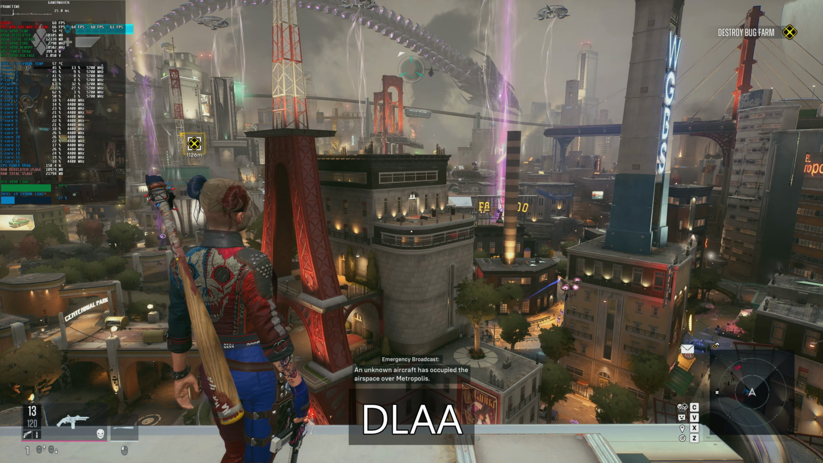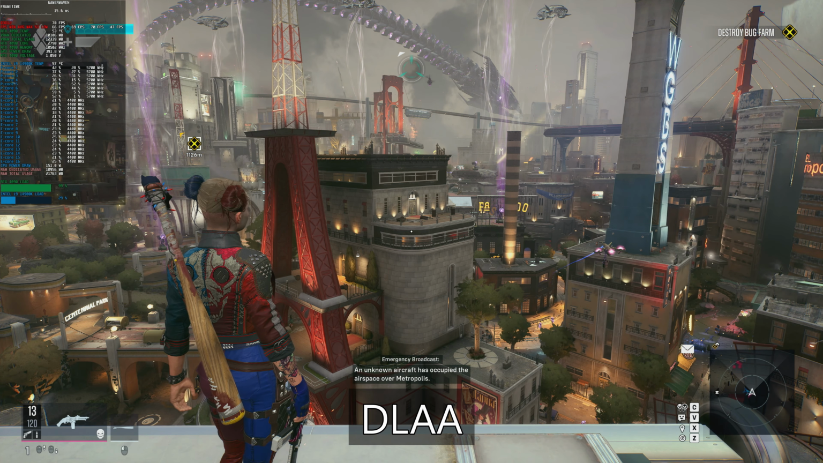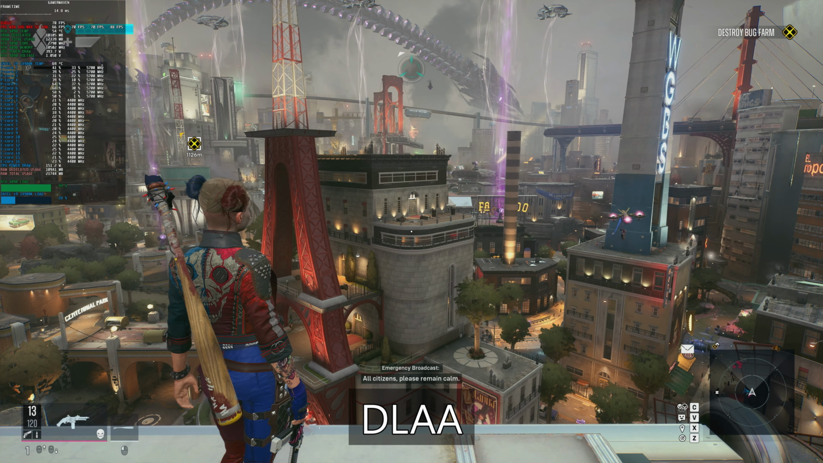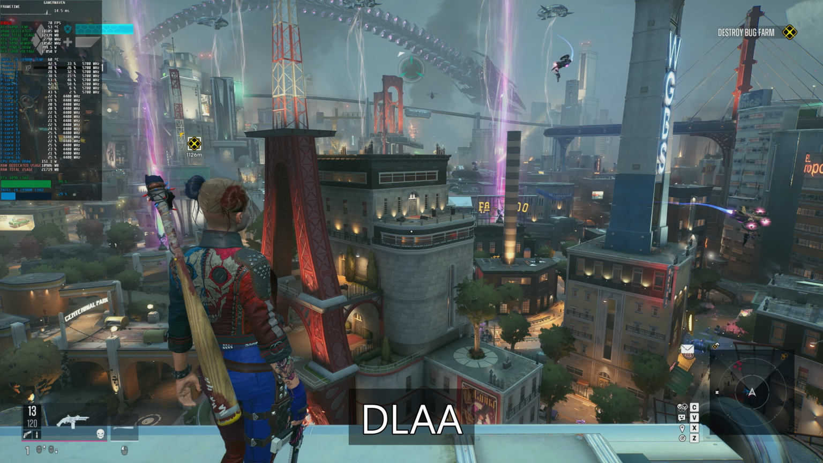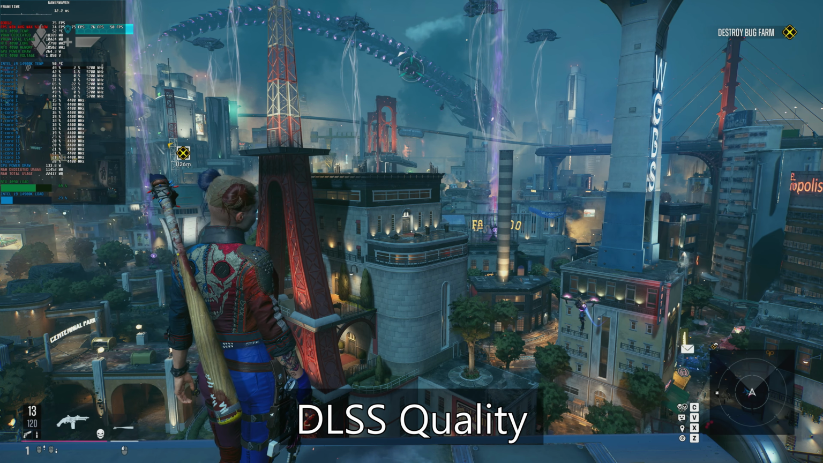The best looking one is Deep Learning Anti-Aliasing, but it comes with a performance cost. We also take a look at how DLSS Quality handles the anti-aliasing. DLSS introduces a CPU limitation for the RTX 4090. You can see the GPU usage in the overlay.